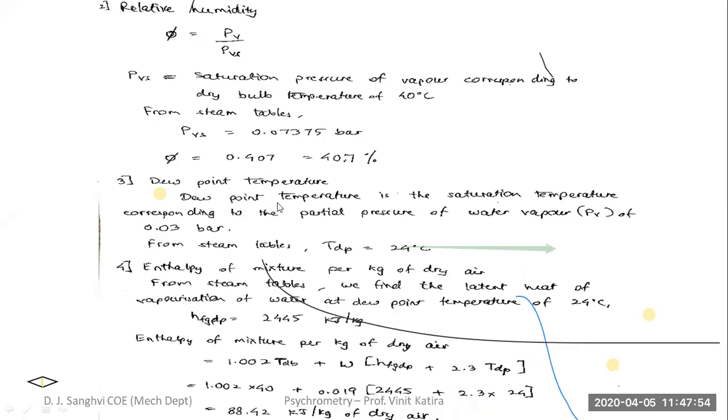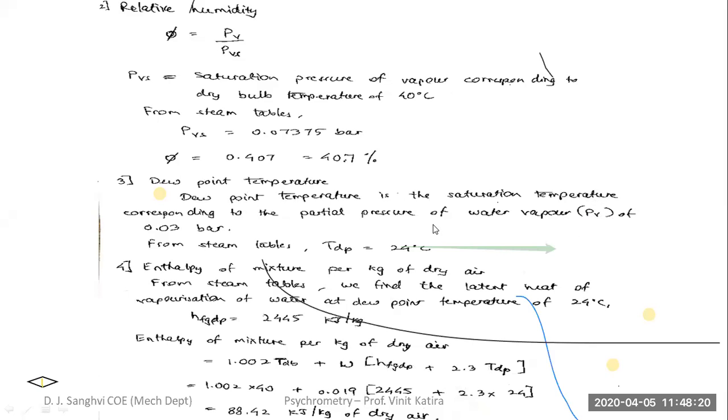Dew point temperature is the saturation temperature corresponding to the partial pressure of water vapor. Now, what is the pressure of the water vapor? It is PV, right? So as much water vapor as there is, that much will condense. So condense means dew point temperature. So dew point temperature always corresponds to PV.